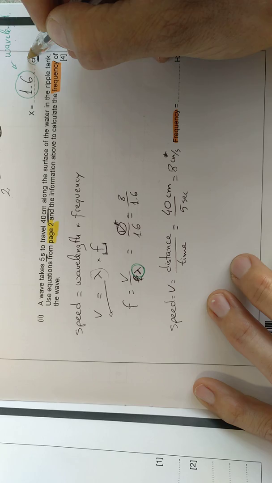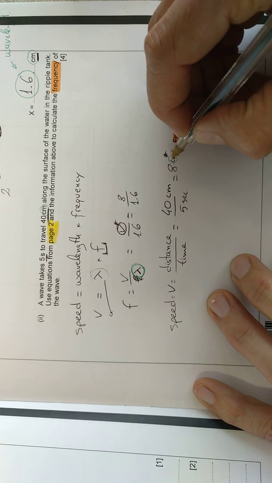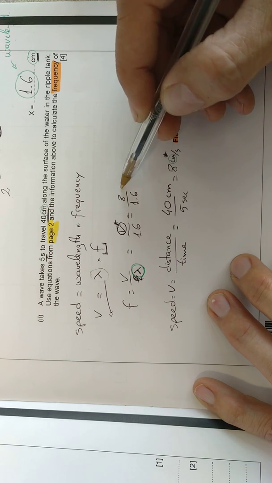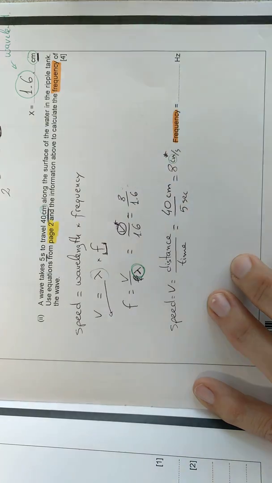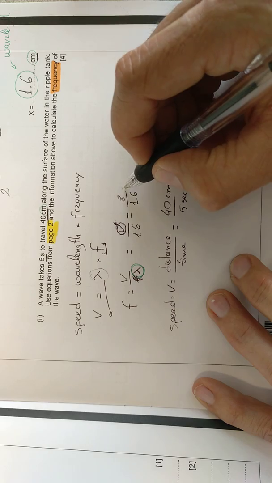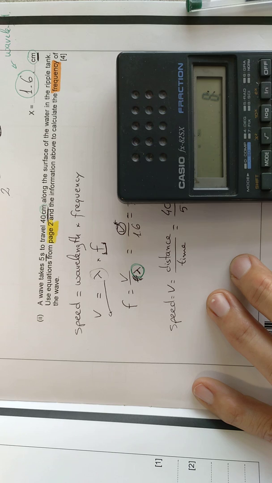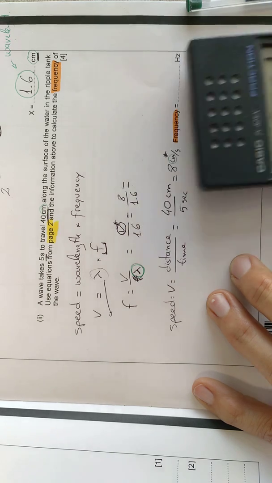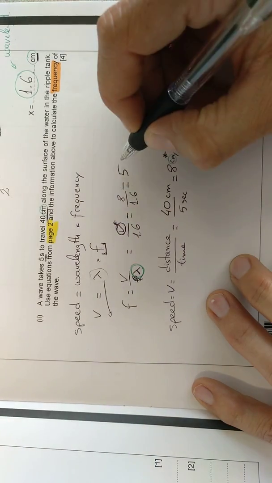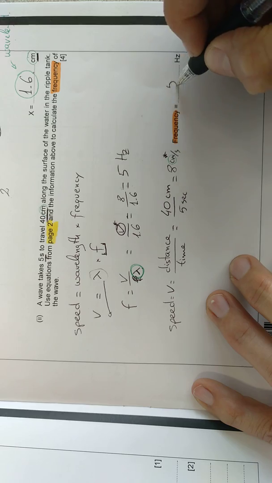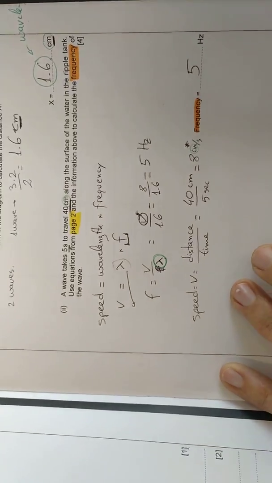Here we have centimeters, and here we have centimeters. For speed we have centimeters per second. That is why we don't change units, because we are operating with the same units. Therefore, we don't have to worry about the units here, and we only have to do the calculations. That is 8 divided by 1.6, and that is equal to 5 hertz. And I write the answer: 5 hertz. Okay, that is how we do this part of the question.